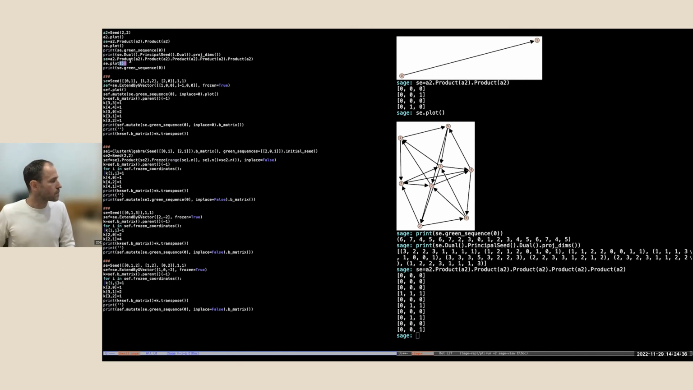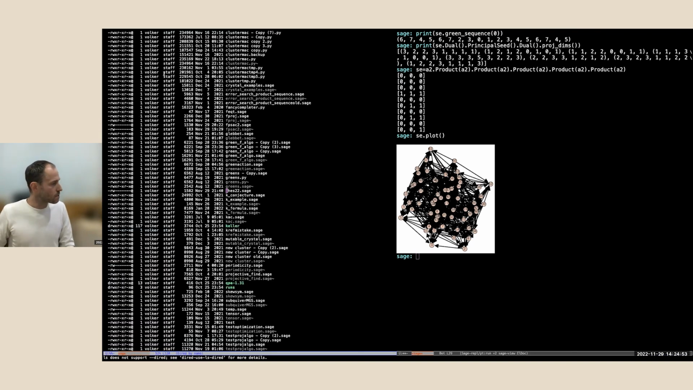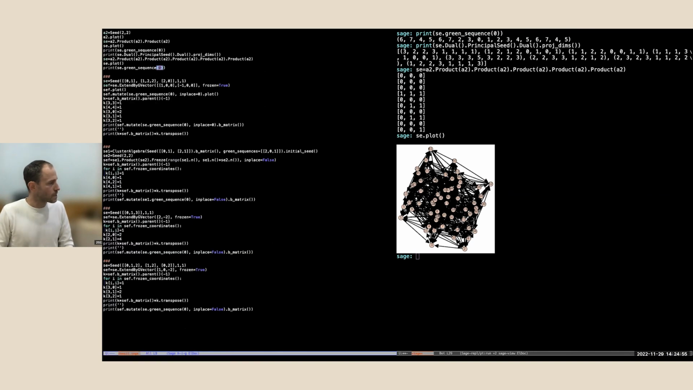Yeah. So I guess it doesn't really help to plot it, but let's see. Oh. Yeah, I didn't expect that. Okay, well, here we go. And the green sequence is as follows.